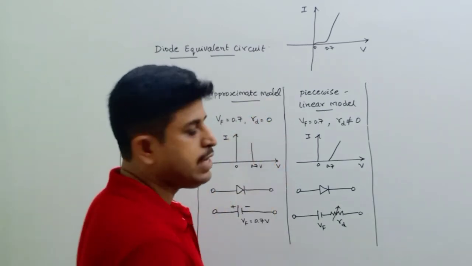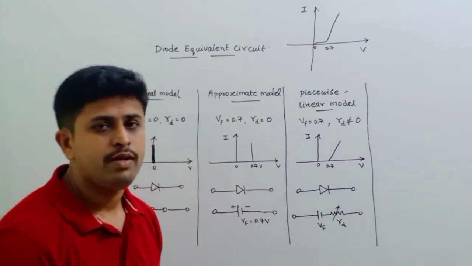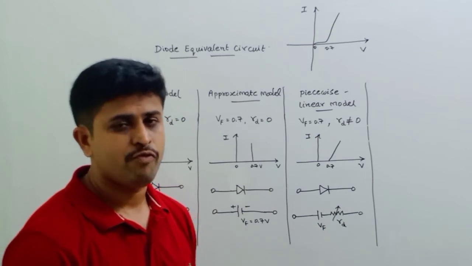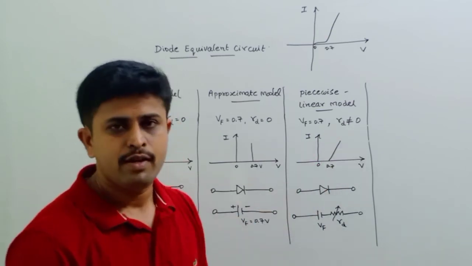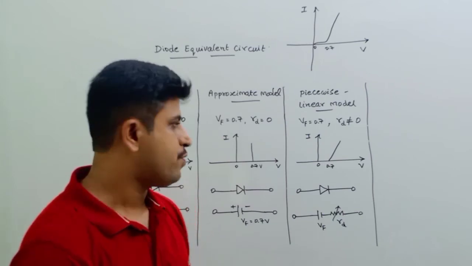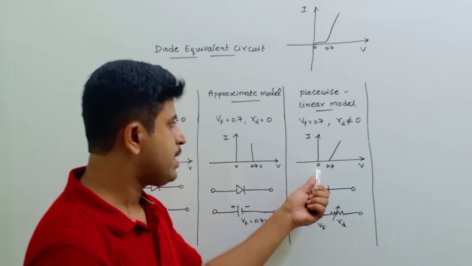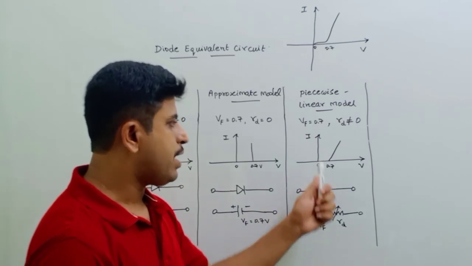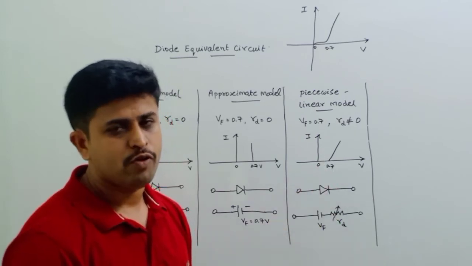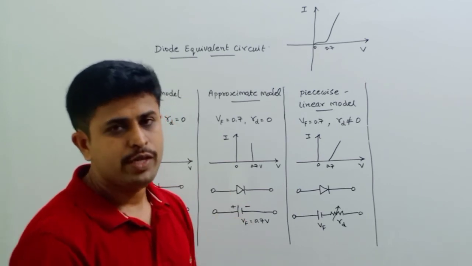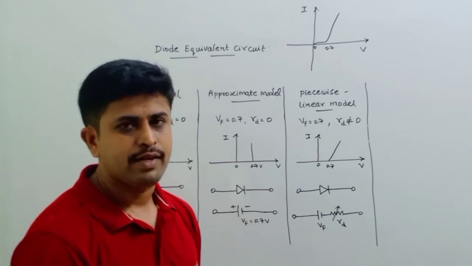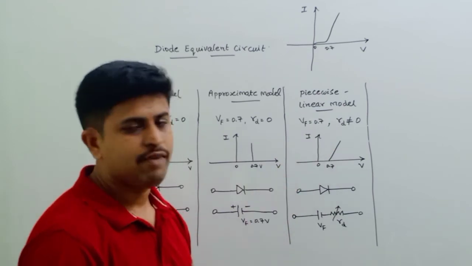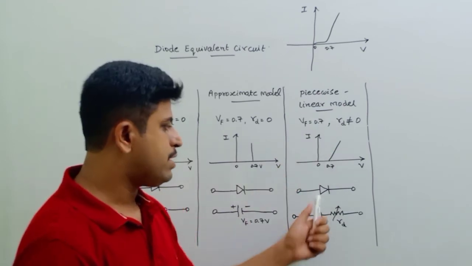Okay, now coming to piecewise linear model. See, in this piecewise linear model, we are considering both the forward voltage drop as well as the forward resistance. So therefore we have written here the forward resistance is not equal to 0, right? So you can see here, when we plot the characteristics for this piecewise linear model, then we find the line at 0.7 volts, that is the forward voltage drop, and it has a slope which indicates there it has a resistance, right?